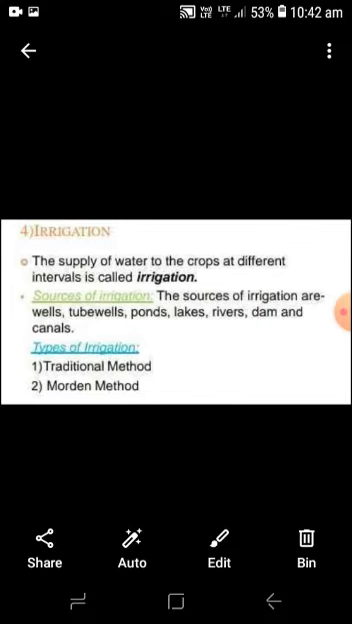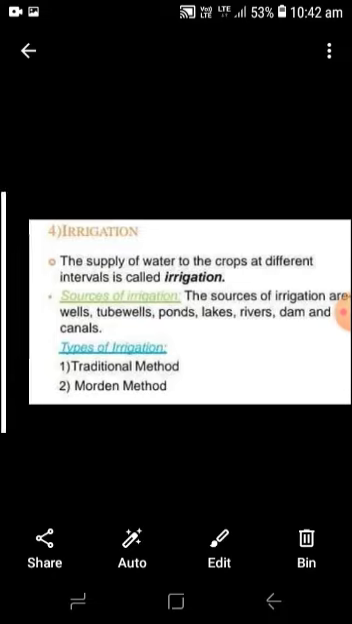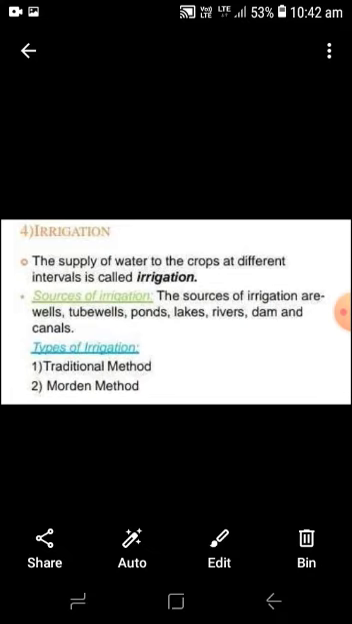The sources of irrigation are different in different areas. As we know, there are different kinds of soil in different countries, and that's why there are different methods of irrigation. Also, the same kind of source is not available in every area of our country, so we use different kinds of sources for irrigation. There are two kinds of irrigation methods: one is the traditional method, another is the modern method.